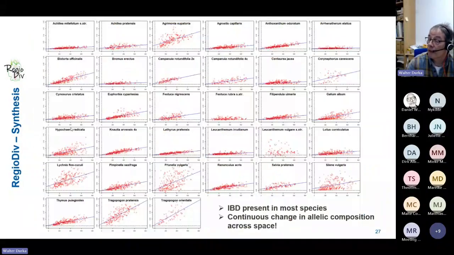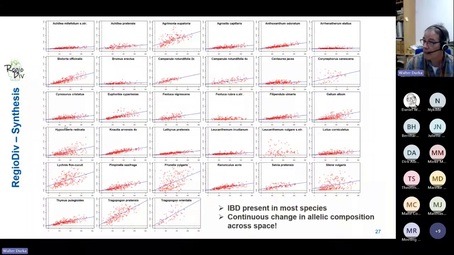However, there are also very common patterns. As you have seen before, in each species we have looked for isolation by distance, and in almost all of the species we find a significant relationship between genetic distance and geographic distance, which means in all species there is a more or less continuous change of allelic composition across space.